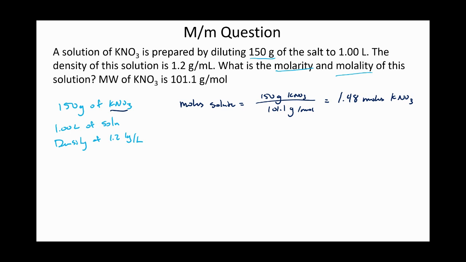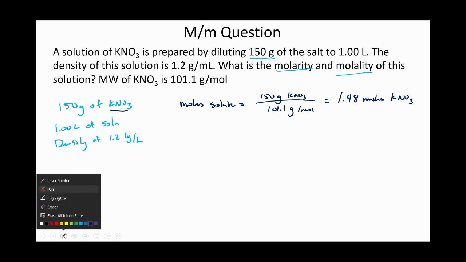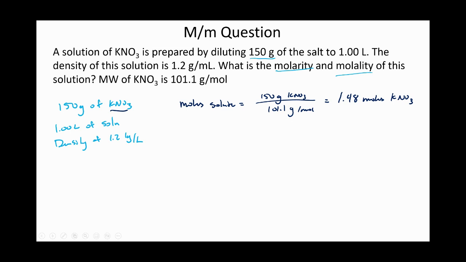Now, what I can do is solve for each part of the denominator for molarity and molality. For molarity, we know that we're looking for liters of solution. We actually don't have to solve here. We know that's 1.00 liters. And so we can calculate molarity as such. Molarity is equal to 1.48 moles over 1 liter, giving us 1.48 molar.